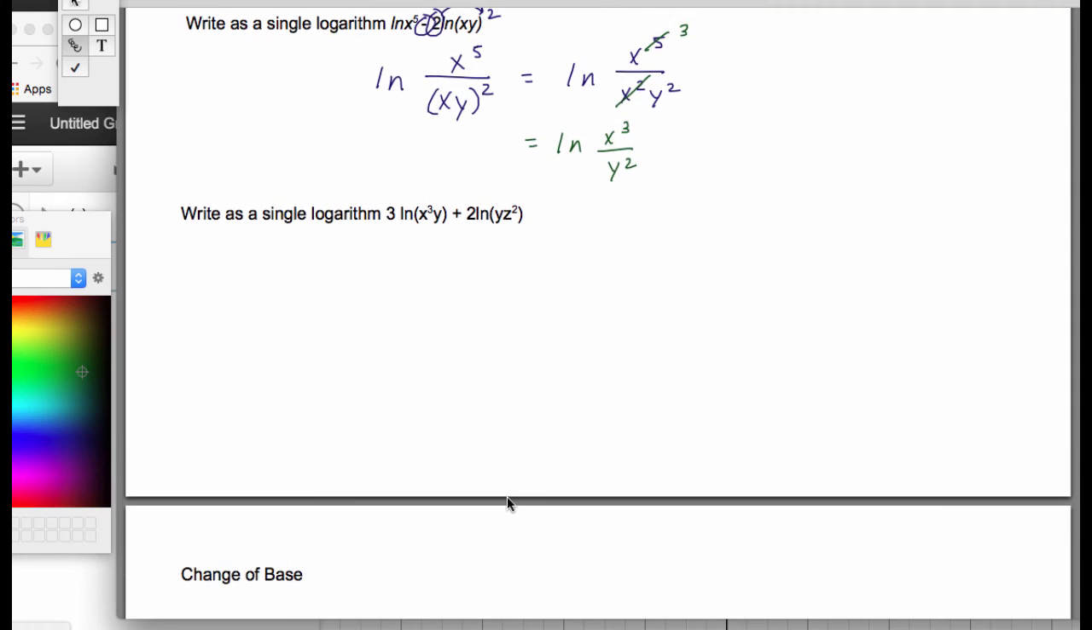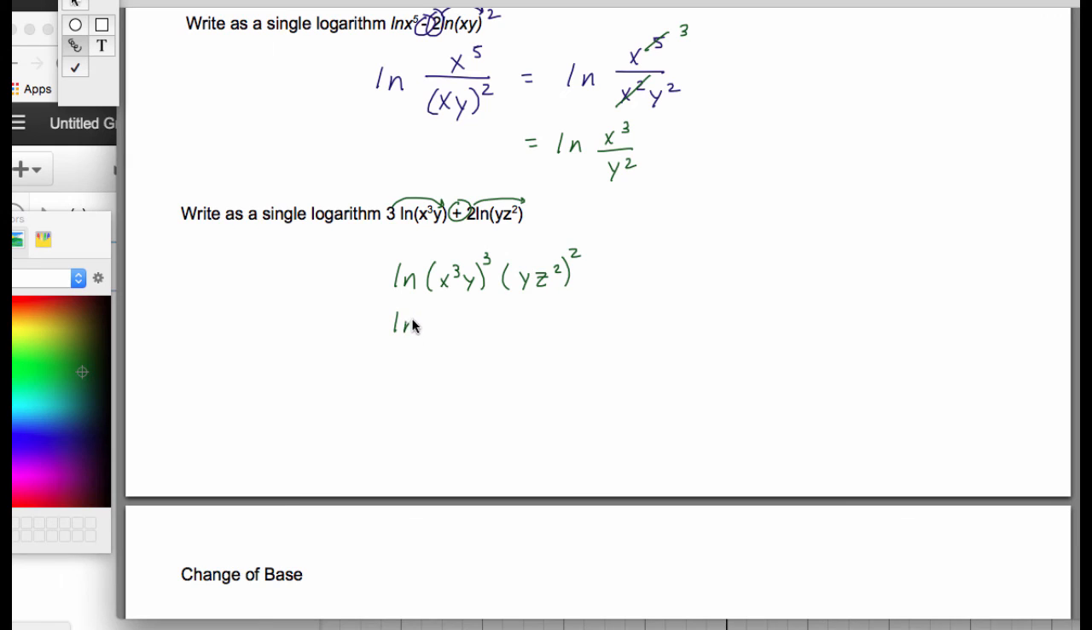Go ahead and pause here if you need to. If not, we're just going to keep on rolling. So a single logarithm, got the plus here, so I know it's going to be multiplication. So I'm going to say natural log. And this 3 is going to be on this expression here. So x cubed y, and then cubed on the outside. And then multiplying that, and this 2 is going to go up here. So let's see, y z squared, and then that's going to be squared.